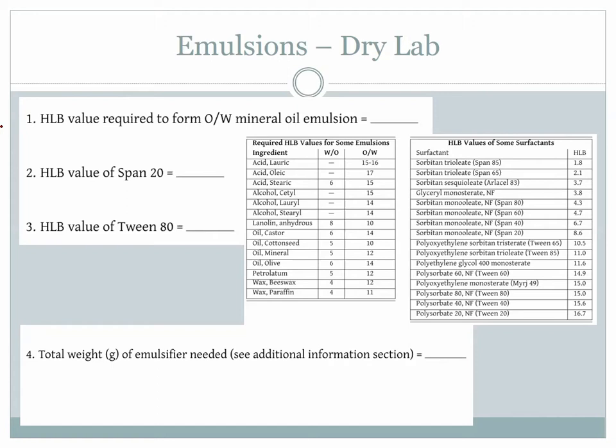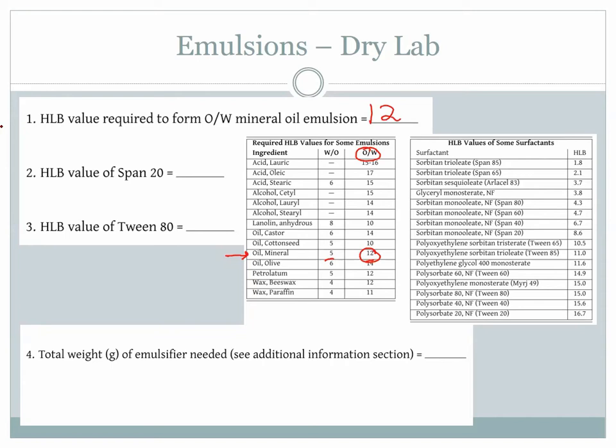Looking at this now, here's my mineral oil. Remember, there are 2 numbers listed here, but be careful. I want an oil in water emulsion. I want that mineral oil dispersed in my cherry syrup. So my target is going to be 12. What you should have for your target HLB value there is 12. All right, easy breezy.